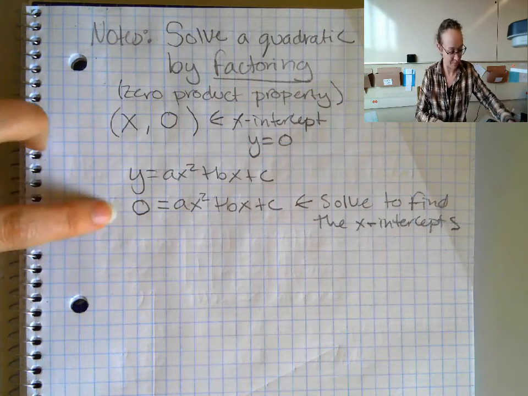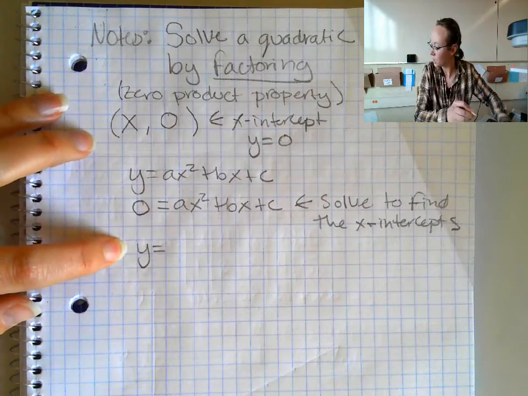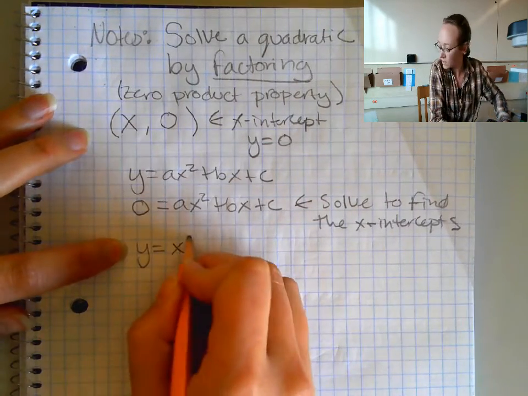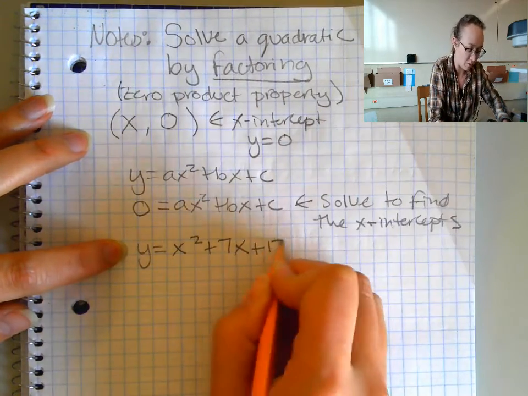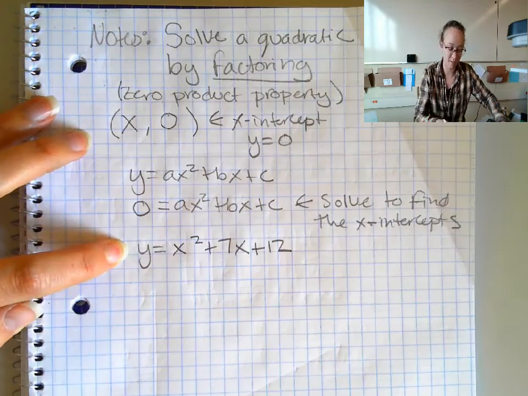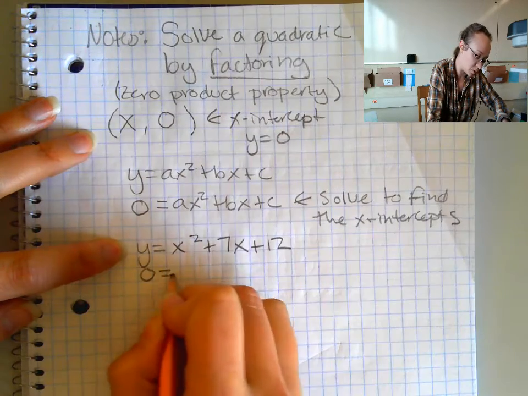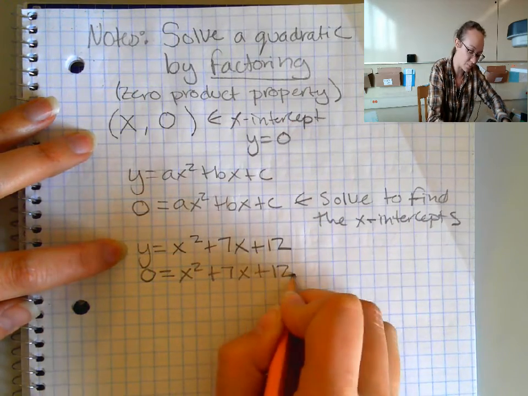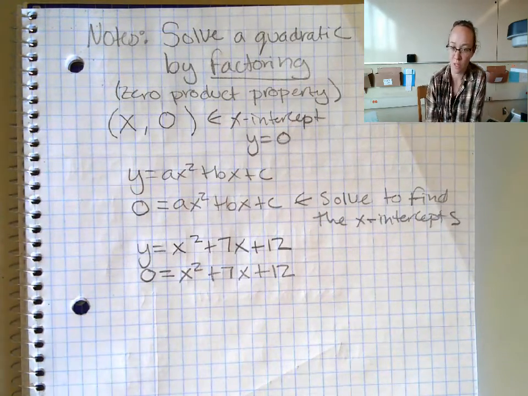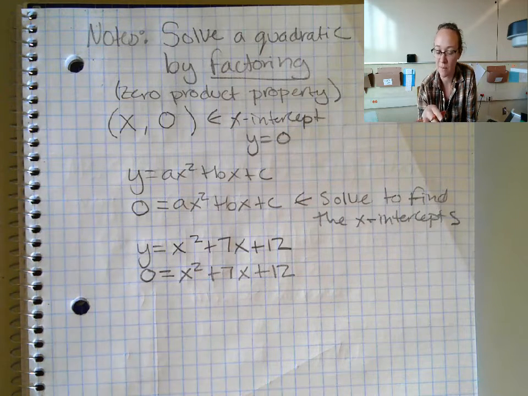So let's take an example. Let's say we were looking at the quadratic y equals x squared plus 7x plus 12. And we want to find the x-intercepts of this. So we're going to do 0 equals x squared plus 7x plus 12. Now, you might think you know how to solve this. If you look at that and you're like, yeah, I know what to do, pause, take a minute, give it a shot, see what happens.